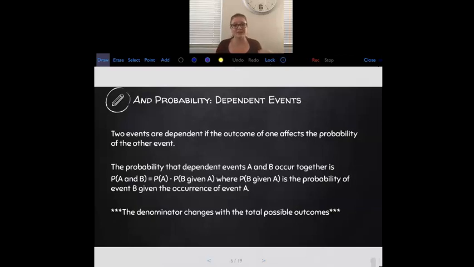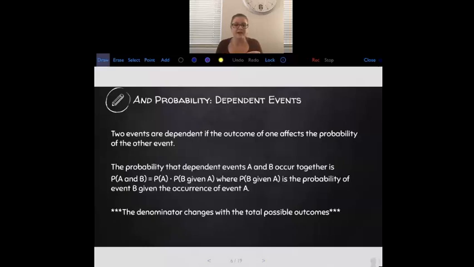So with the candy example, if you take out a piece of candy on the first try, for instance, there's less candy in the bag now. So that's what makes it a dependent event, because the outcome of one depends on what happened. So the probability that dependent events can occur together is probability of A and B is equal to probability of A times probability of B given A, which we'll talk about in the example.